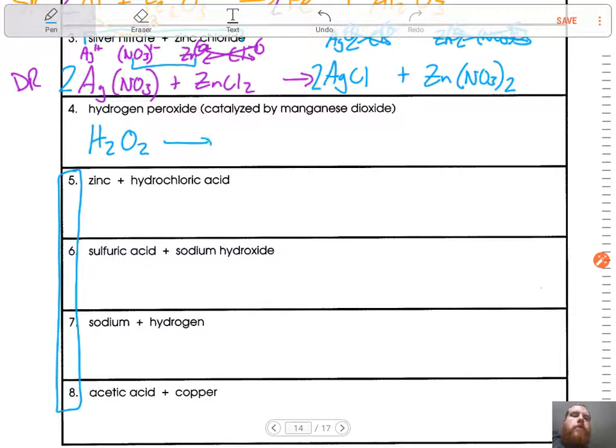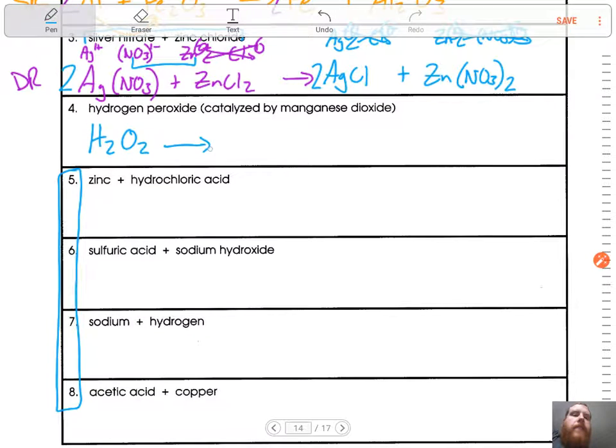H2O2. Oh, look, it says catalyzed by manganese dioxide. Guys, catalyst. So think back to your reaction symbols. How do you show a catalyst? Oh, yeah, you put it over the arrow. So manganese dioxide, MnO2. Remember, the catalyst does not take part in the reaction. So you don't have to worry about it. It just stays over the arrow. What this is going to break down into, now this is a challenging one. This is actually going to break down into water and oxygen gas.